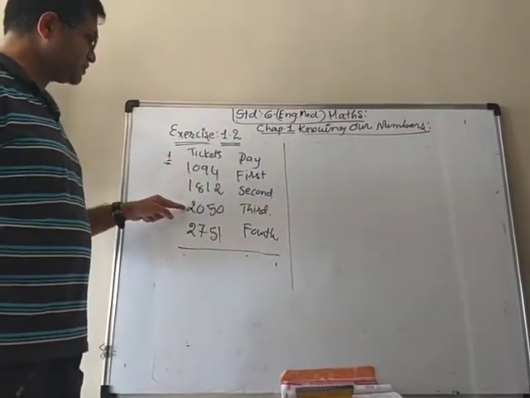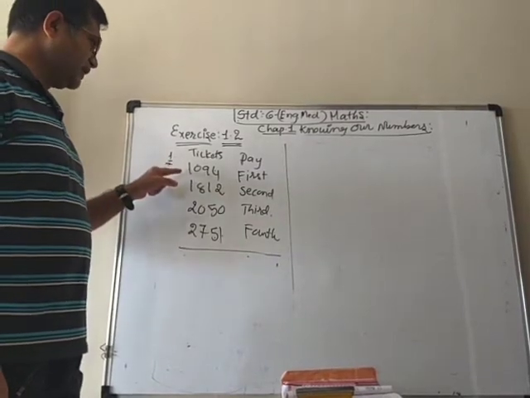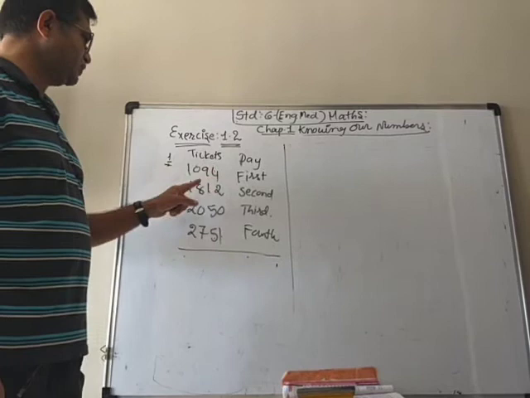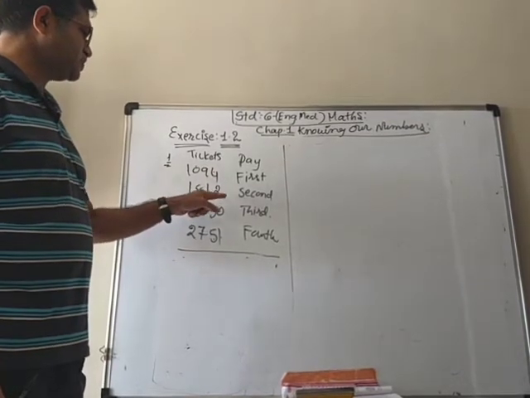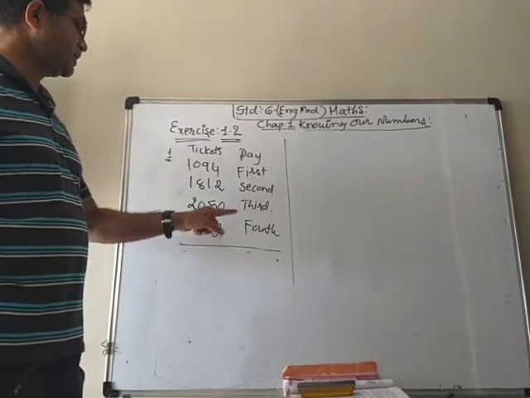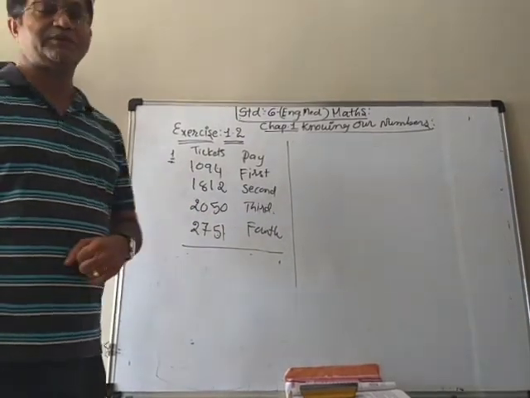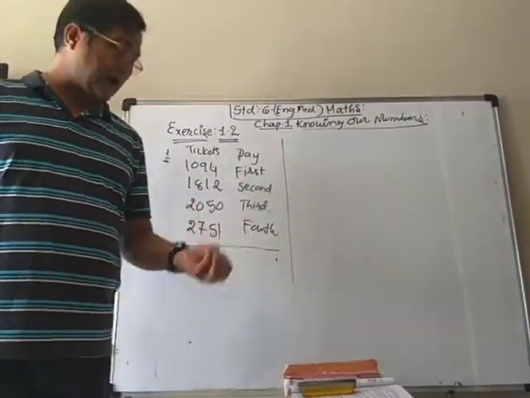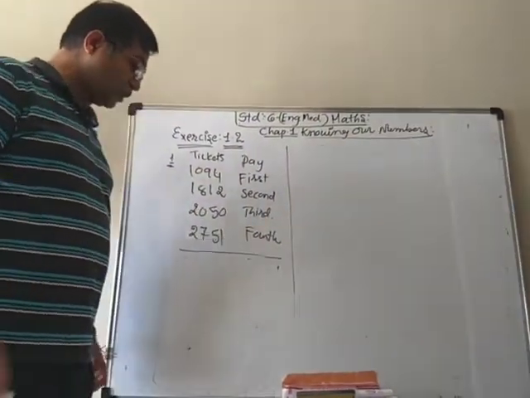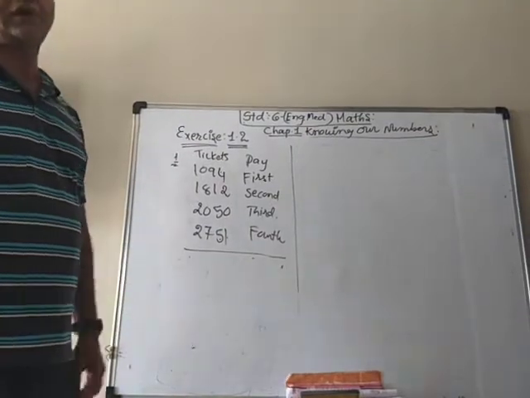First day, second day, third day, and fourth day. The number of tickets sold is shown here. The first day 1094, second day 1812, third day 2050, and fourth day 2751. Now they ask: find the total number of tickets sold on all the 4 days.